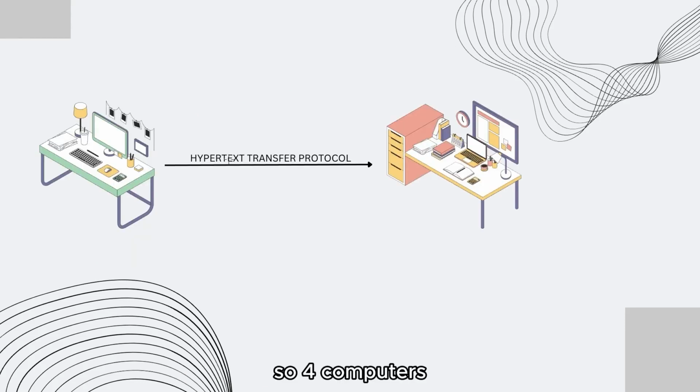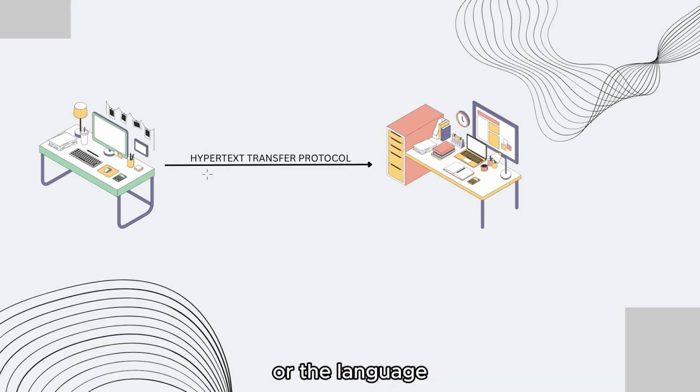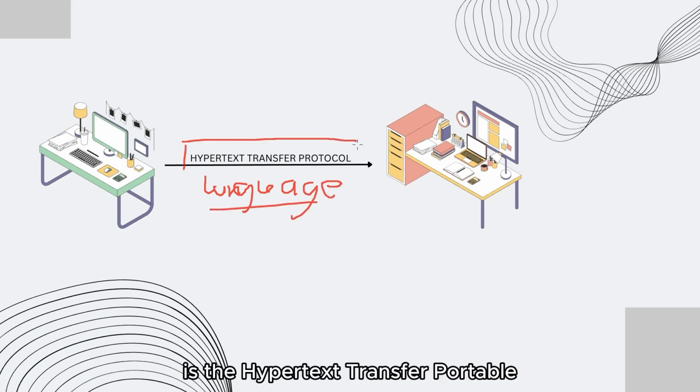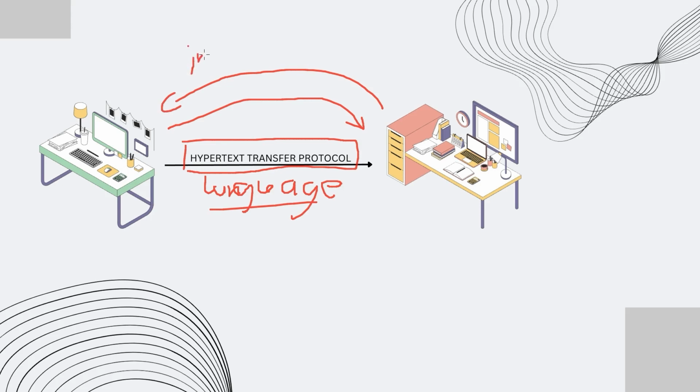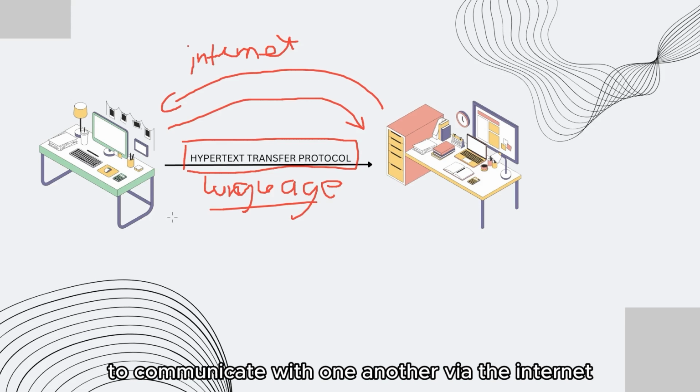So for computers, the main way of communicating between two computers, or the language between two computers, is the Hypertext Transfer Protocol. It is their way of communicating with one another via the internet. So basically, HTTP is a way for two computers to communicate with one another via the internet.